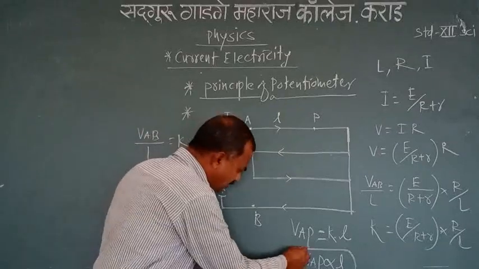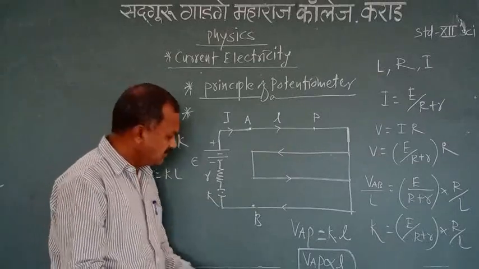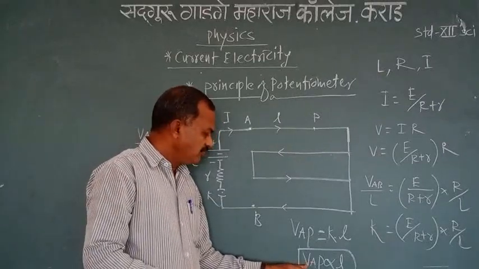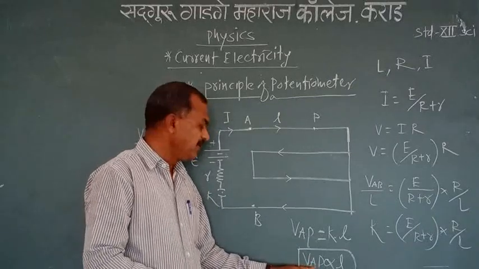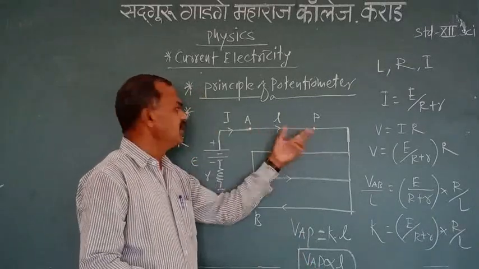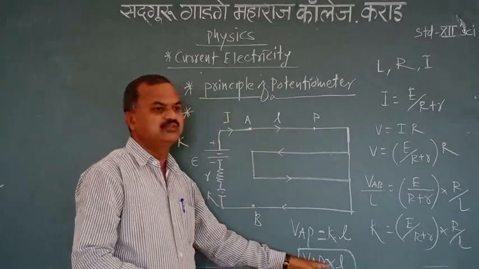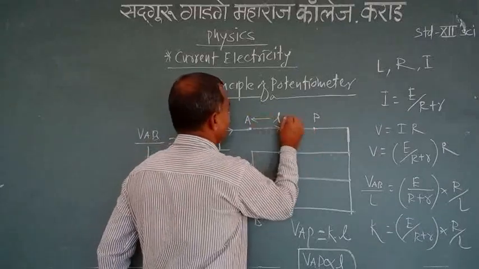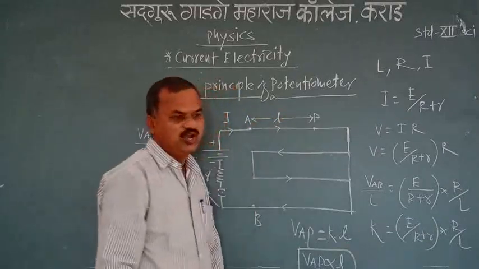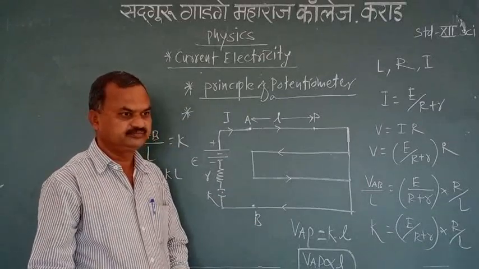We can state the principle of potentiometer like this: the potential difference between 2 points along a potentiometer wire is directly proportional to the length of wire between these 2 points. This is about the principle of potentiometer.